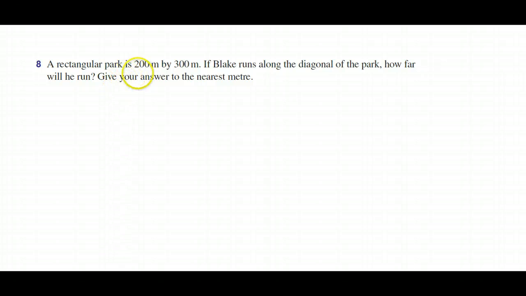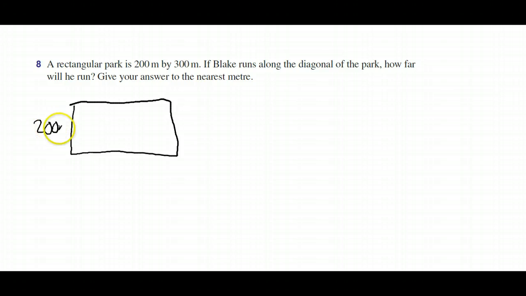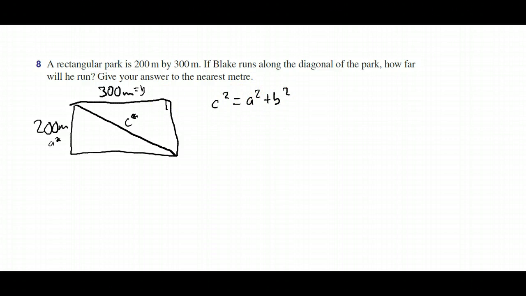Okay, in this question, a rectangular park is 200 by 300 meters. Let's draw a picture of that. 200 meters by 300 meters. If Blake runs along the diagonal of the park, how far will he run? So diagonal would be from there to there. How far will he run if he runs along that diagonal line? Well, this looks like a Pythagoras' theorem problem. We've got a, we've got b, and we need to work out c. And to do that, we use Pythagoras' theorem. C squared equals a squared plus b squared. This is clearly a right angled triangle.